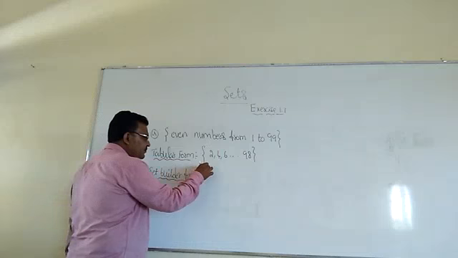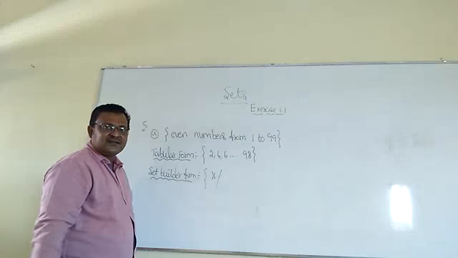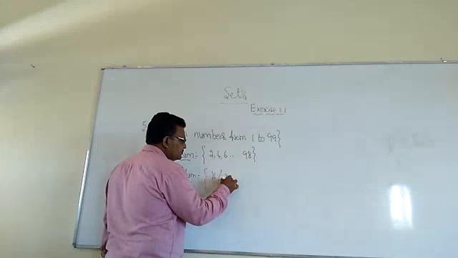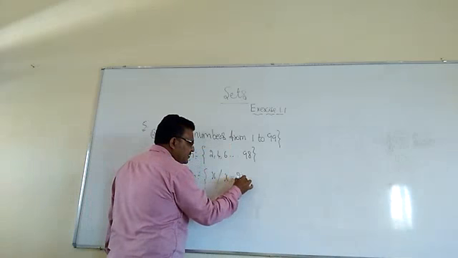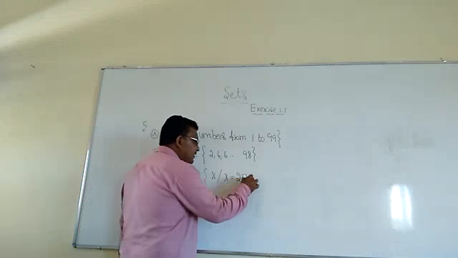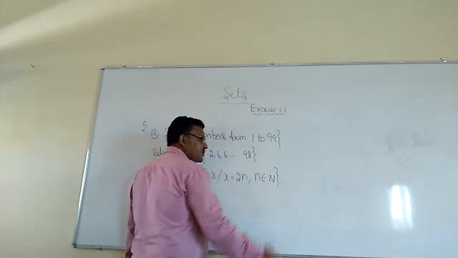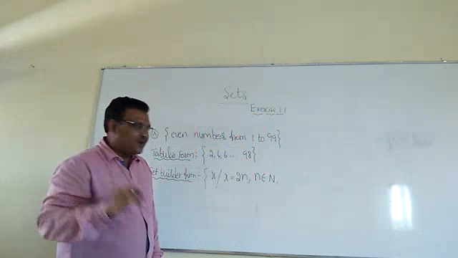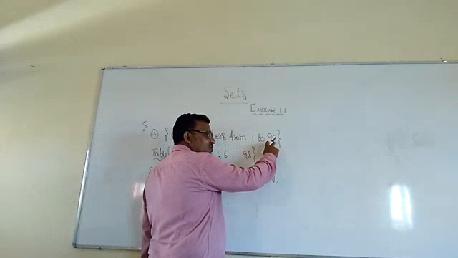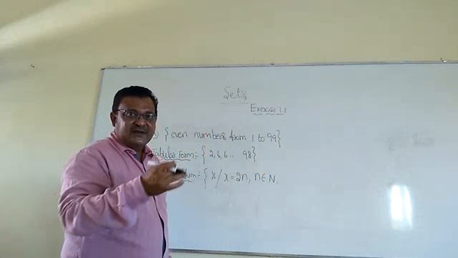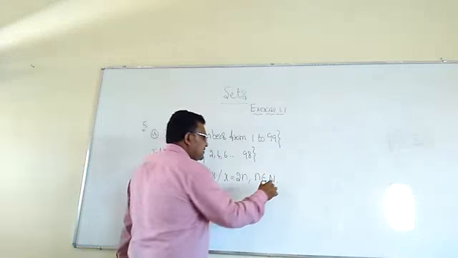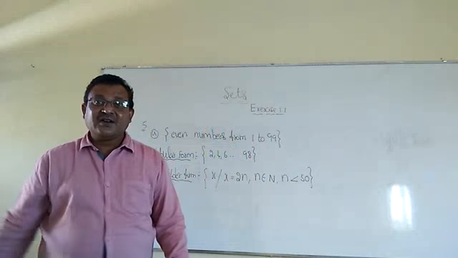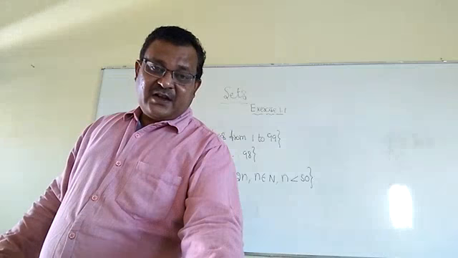Next coming to the set builder form. Take one element, assume it as x, such that x is an even number. Even numbers are in the form of 2n. What is n here? n belongs to capital N, that means n is a natural number. All the natural numbers are taken, so even numbers up to 99, that means 1 to 99 only. The largest even number is 98, n is less than 50.